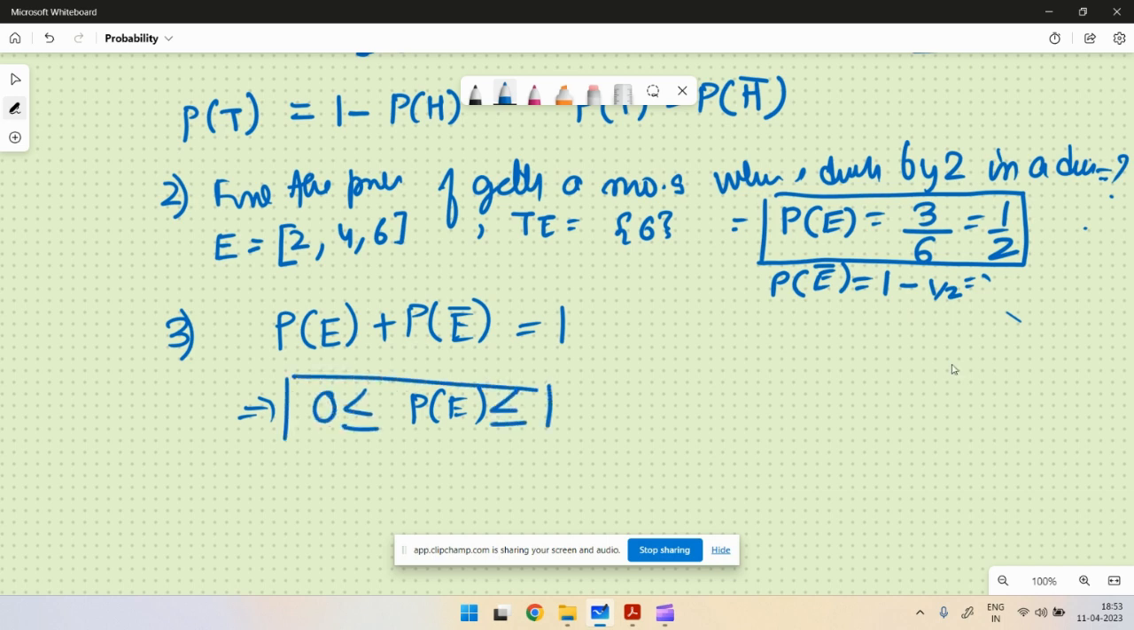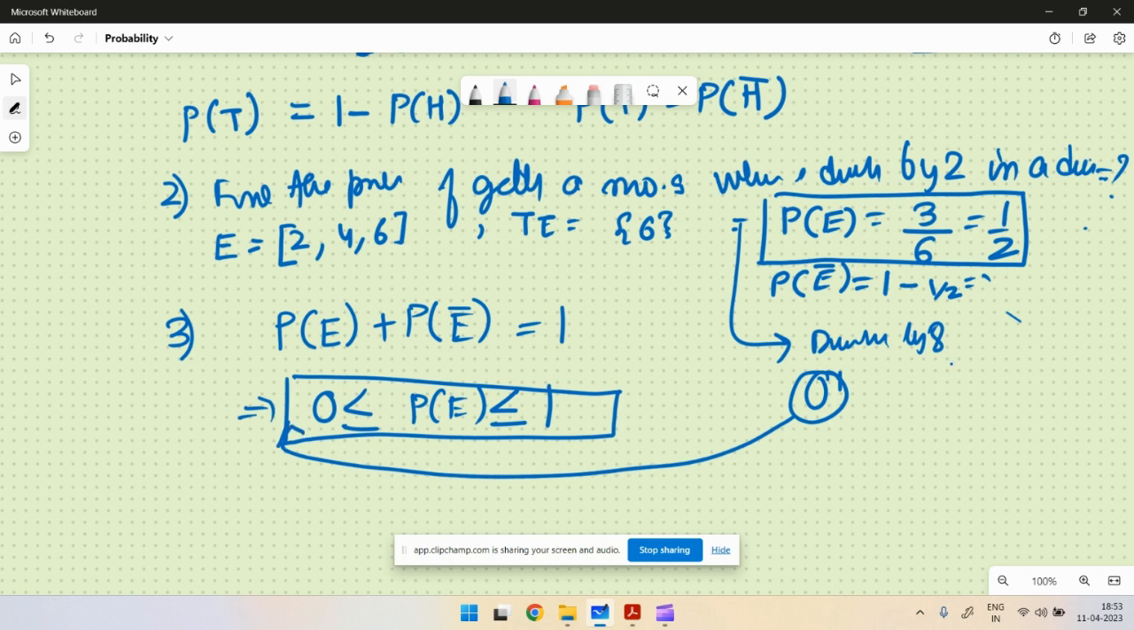And why 0? Now if you take the probability of an event, suppose I'm taking a dice question, and I say find the probability of getting a number which is divisible by 8. You know that from 1 to 6 there is no number which is divisible by 8, hence the probability of getting that event is 0.